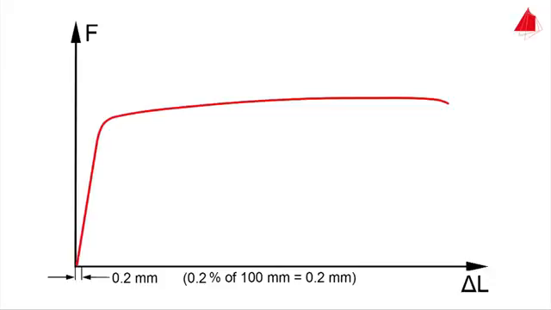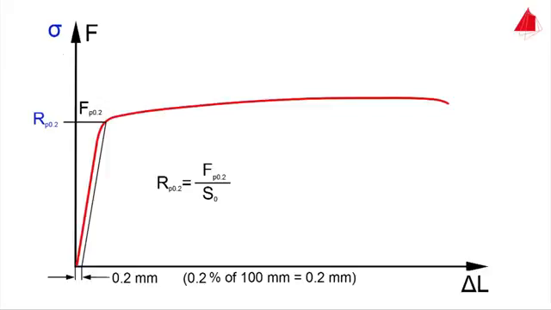In the force elongation diagram, a straight line parallel to the elastic line is drawn through the offset point of 0.2 mm of elongation. The force at the intersection point of the offset line with the force elongation diagram is designated as Fp0.2. This is the force that causes a plastic strain of 0.2%. The 0.2% proof strength, Rp0.2, is equal to Fp0.2 divided by the original cross-sectional area S0.